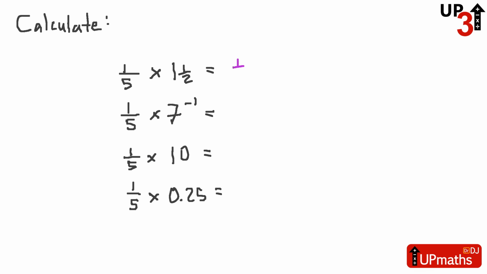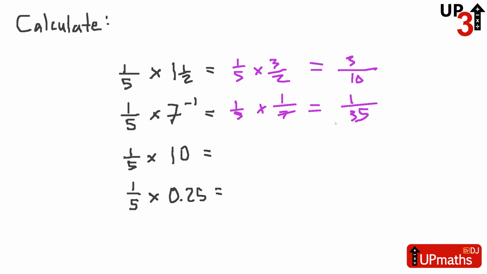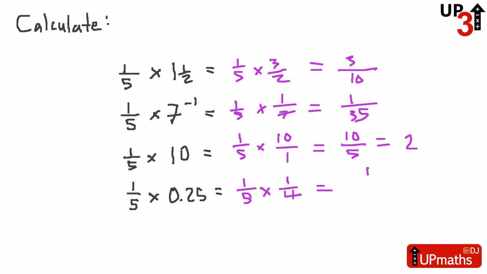Okay, I'm going to write that as 1/5 times 3 over 2, which then becomes 3 over 10. I'm going to write that as 1/5 times 1 over 7, which is 1 over 35. I'm going to write that as 1/5 times 10 over 1, because I'm a bit paranoid like that, I just want to be careful. So that's 10 over 5, which is 2. That's 1/5 times, I don't want to times that by a decimal, I'm going to convert that to a fraction, which is 1 over 20.